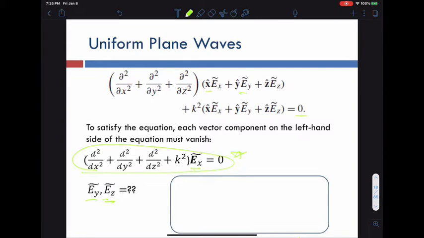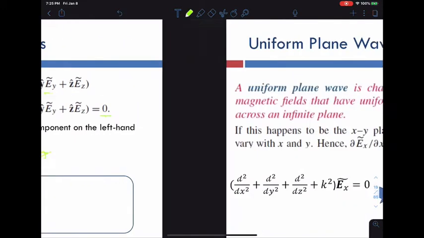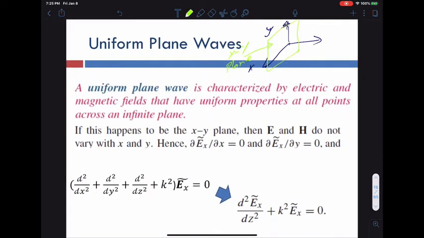Your job is to write EY, EG right here. I'm going to check them in the class when they come back. So over here, remember the uniform plane wave has the same property on the XY plane, right? It's propagating in the Z direction. This is the direction of propagation Z, and the XY plane here. So on this plane, they have the same property.